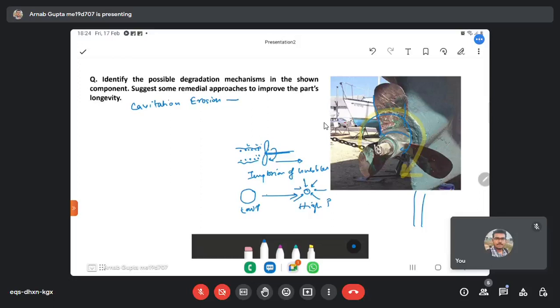So yeah, apart from cavitation erosion, you are also telling another type of degradation mechanism. Now tell me what is that? What are the other possible degradation mechanisms apart from cavitation?